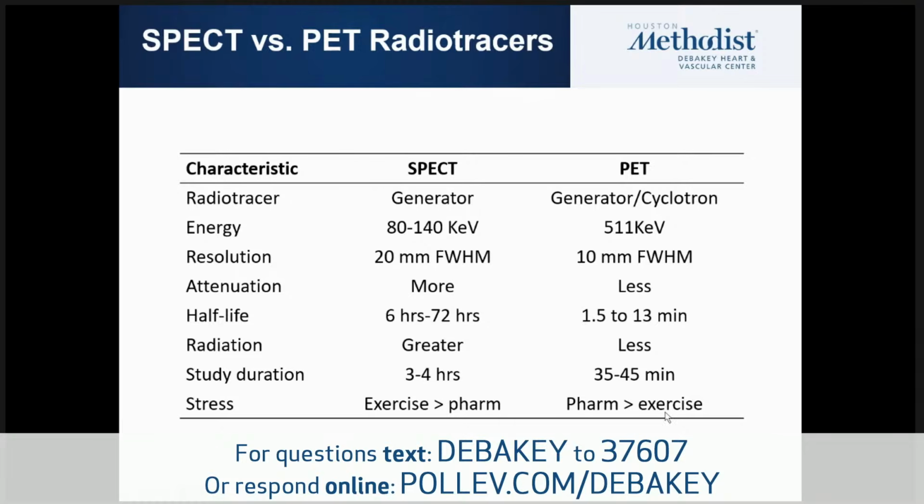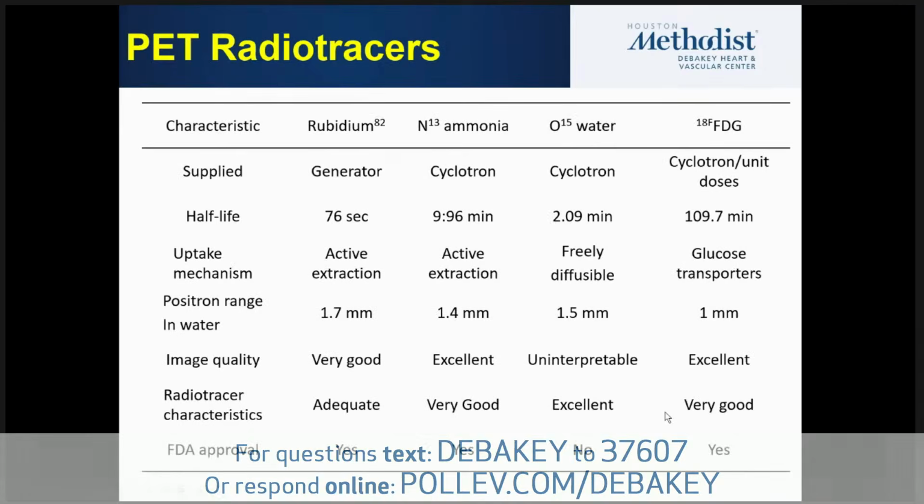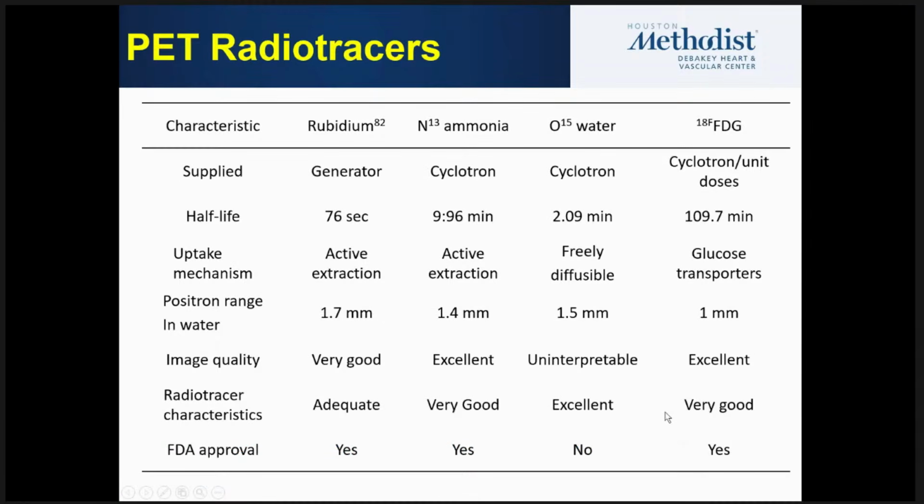So if we now zoom in onto the radiotracers that are approved for perfusion, the ones approved for perfusion in the US are Rubidium 82 and N13 ammonia. O15 water is only approved in Europe and used in few centers, and FDG is primarily used for metabolic imaging. The half-life of rubidium is about 76 seconds, ammonia is about 10 minutes, FDG is almost 2 hours.